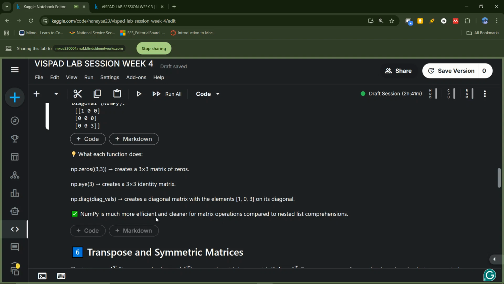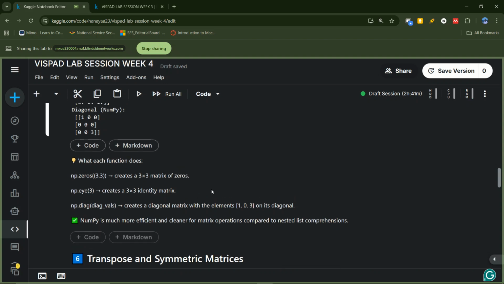Okay, there's something here. What each function does. So np.zeros creates a 3 by 3 matrix of zeros. np.eye(3) creates a 3 by 3 identity matrix. Identity, remember I said identity matrix is where the diagonals are strictly one. You can literally have a 4 by 4, a 5 by 5. All other elements are zero, but the diagonals are strictly one. Then we have np.diag, where you have to define what diag is. Diag is like some values at your diagonals.